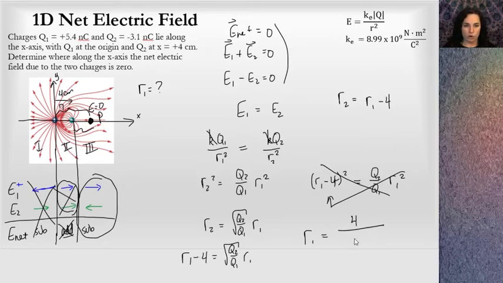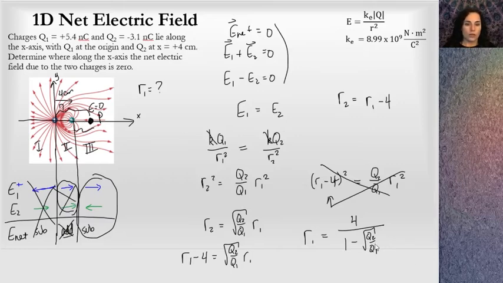I get 4 over 1 minus the square root of Q2 over Q1. And you can check my algebra if you'd like to do that. We can plug in what we know about the charges. And I'm leaving this in centimeters because I'm not forced to. I'm not using that value for anything. It just wants a distance. And I assume it's going to be larger than 4 centimeters.